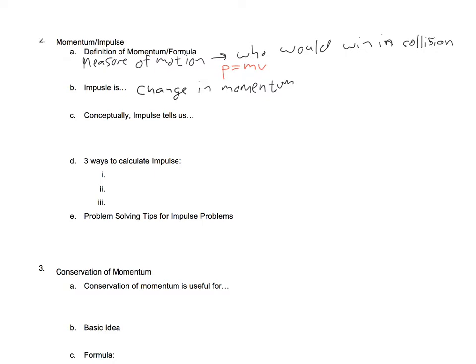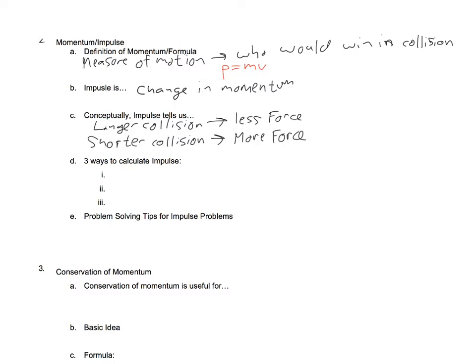Conceptually, impulse tells us that by extending the time of a collision, we can decrease the force. So if we have a given collision, a longer collision is going to result in less force, and a shorter collision is going to result in more force. All right, so there's that inverse relationship between the force and the time.